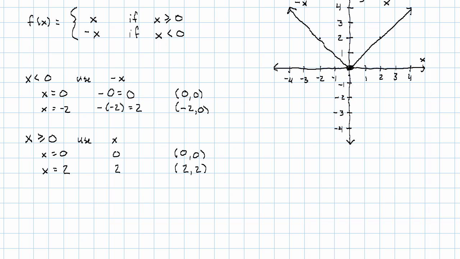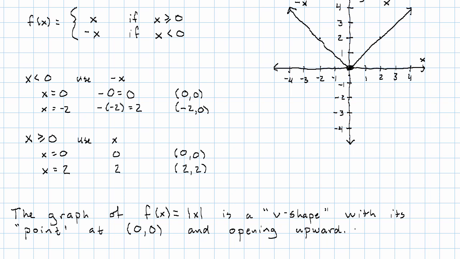We describe this as a V shape. Specifically, the graph of f of x equals the absolute value of x is going to be a V shape with its point, literally the pointy bit of the V, at 0, 0, and opening upward. In later sections, we're going to see how we can take this one graph and turn it into any graph that uses an absolute value.